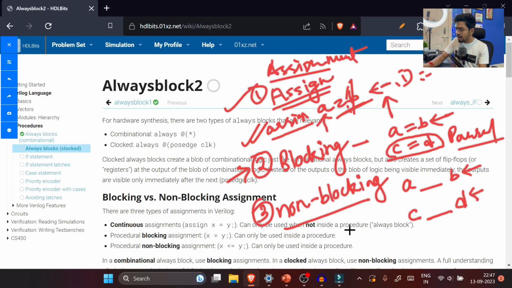Okay, so now what's the symbol? The symbol is very non-intuitive, and it is this symbol. Let me write it here. It is this symbol, right? You may find it looks like an arithmetic symbol, but here the compiler knows it's a non-blocking statement.